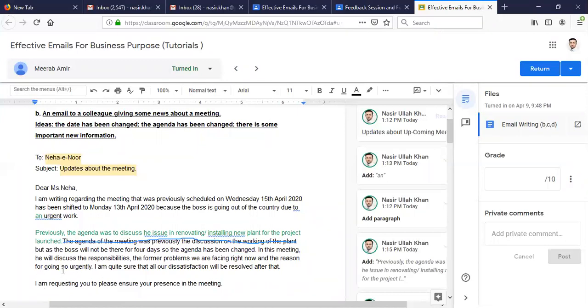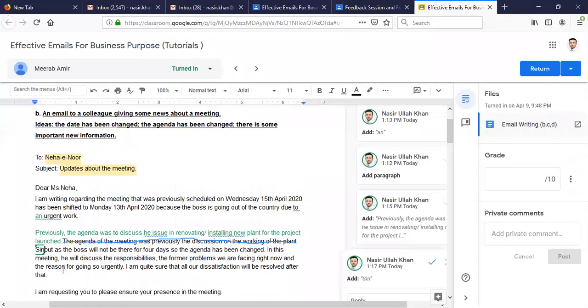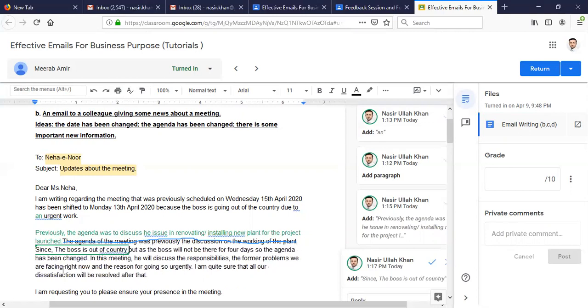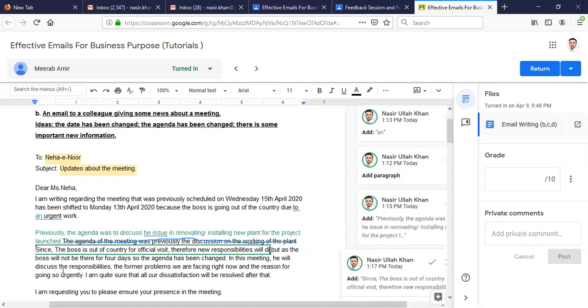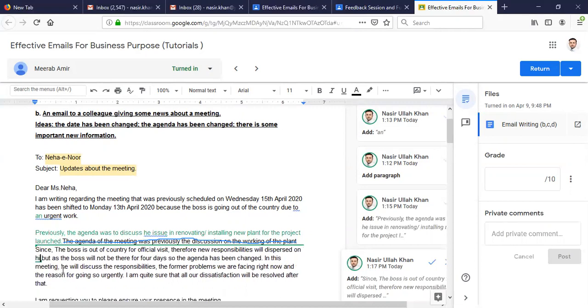Now you can say that since the boss is out of country for official visit, therefore new responsibilities will be dispersed on his arrival. So that is what we can talk about.